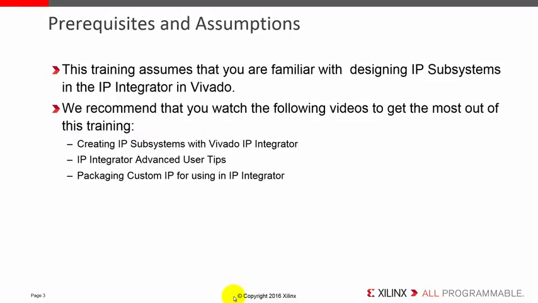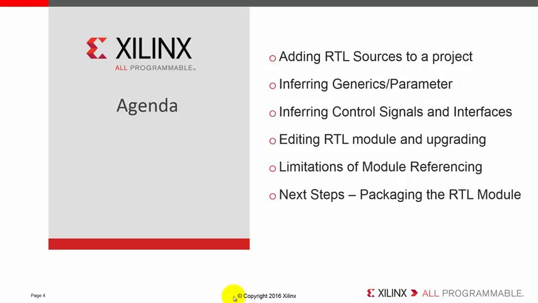This training assumes that you are familiar with designing IP subsystems in IP Integrator. You can watch the quick take videos on IP Integrator as shown on this slide to become familiar with the IP Integrator flow. In this video, we will show you how to add RTL code to a block design in the IP Integrator tool. Further, you will learn how generics or parameters are inferred, how control signals are inferred, how AXI interfaces can be inferred, and other subtle nuances of this tool. Then, we will go over the limitations of the module reference feature and the differences between an IP and a reference module. Finally, we talk about how you can take the module reference RTL code and package it if you need to share this module as an IP.